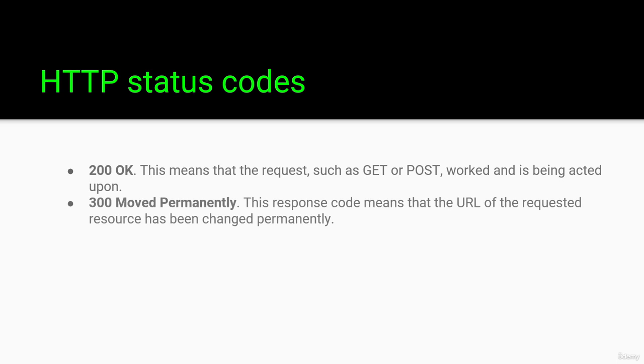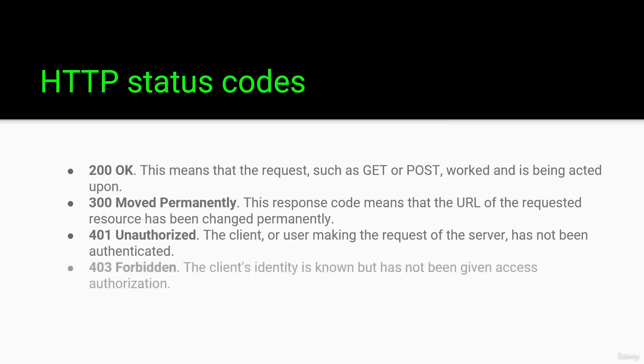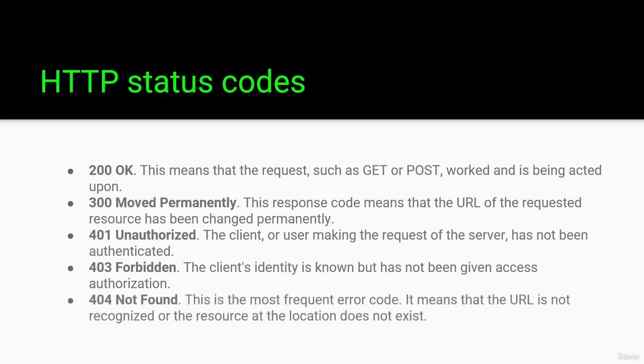This response code means that the URL of the requested resource has been changed permanently. We have 401, unauthorized: the client or the user making the request of the server hasn't been authenticated. We have 403, forbidden: the client's identity is known but has not been given access authorization. We have 404, not found. This is the most frequent error code. It means that the URL is not recognized or the resource at the location does not exist.